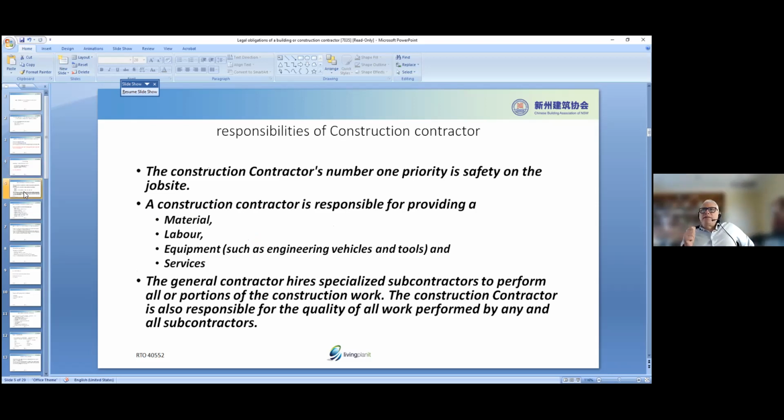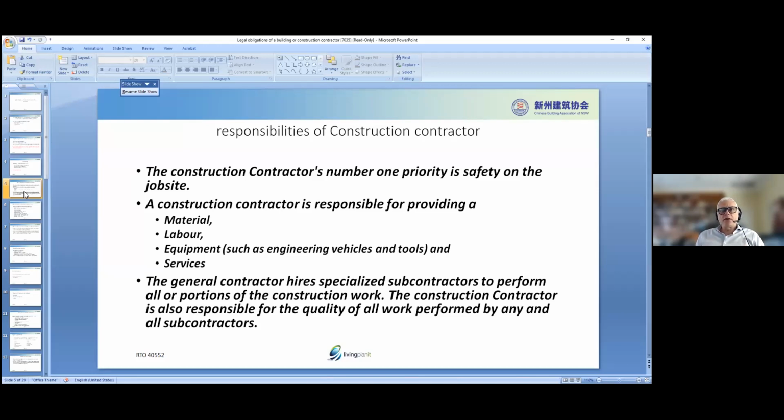Okay, so what are the legal responsibilities of a construction contractor? The first thing, the most important thing that should be on every contractor's mind is safety. Why? Because if an accident happens, it can potentially ruin you, okay? Ruin your business, ruin your life. It can actually send you to jail if you are negligent and you allow a serious accident to happen because you didn't take proper care. So safety should be our first priority.